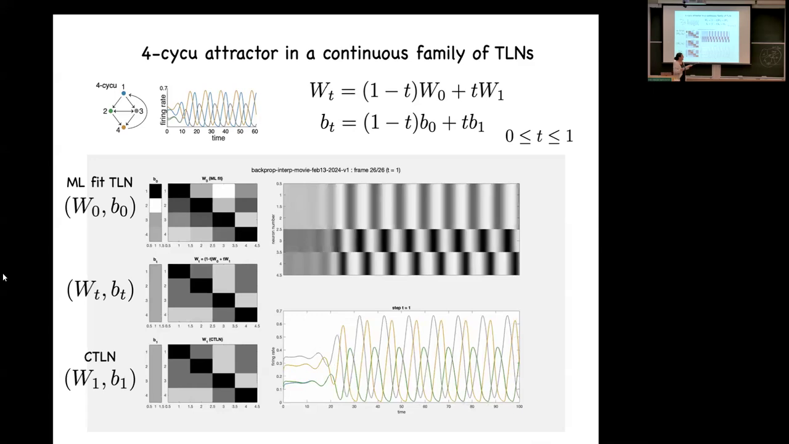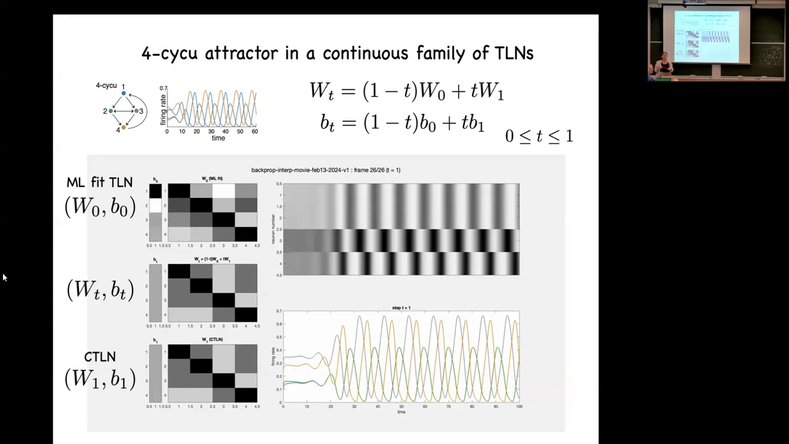All right, and this is why here I drew this as a convex hull, because in fact, this process doesn't care where I got my initial solutions from, right? Whether it was ML or from my CTLN exhaustive search. We expect now, and I'll show you a theoretical result in a second, that this phenomenon will happen for any 2 points in the TLN space that have the same attractor.